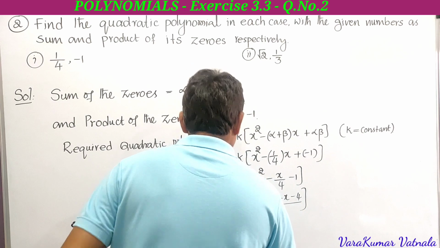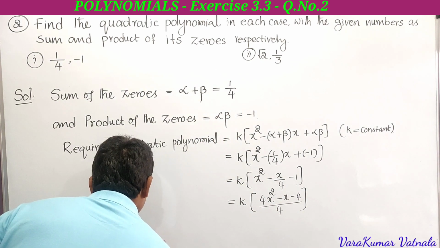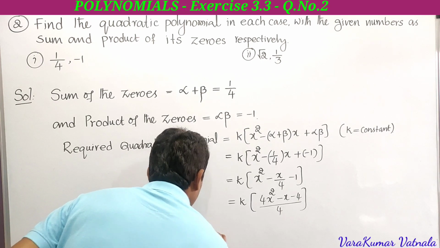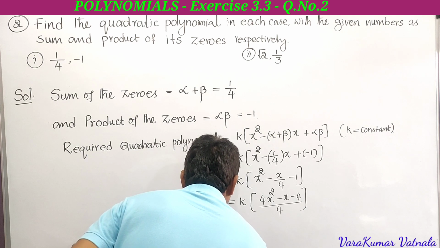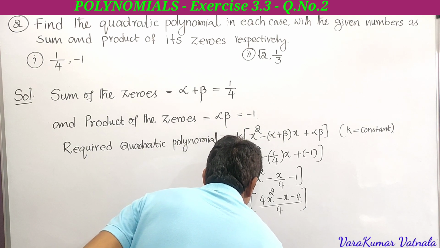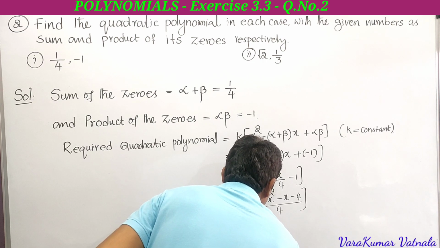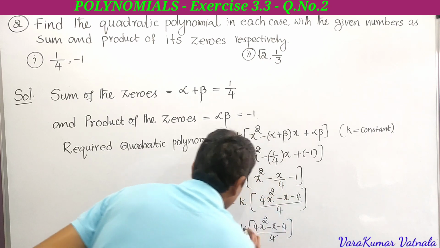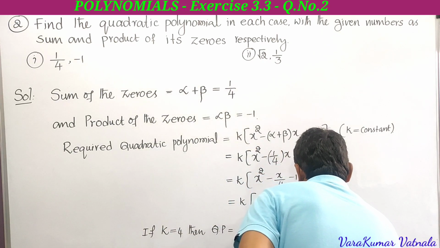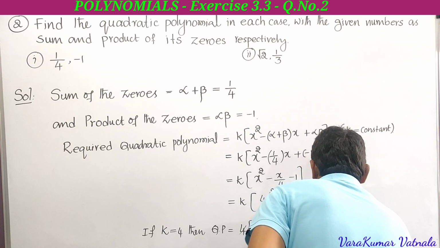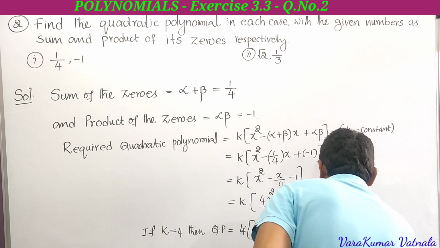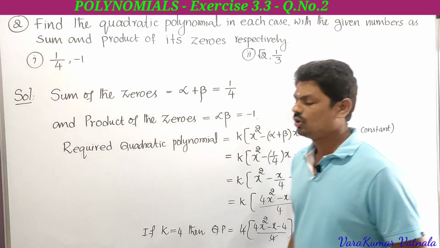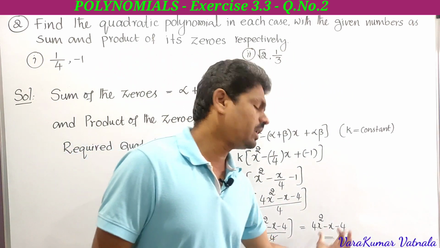See here, if k is equal to 4, then the quadratic polynomial is equal to 4 into 4x square minus x minus 4, divided by 4. So the 4 gets cancelled. Finally we get 4x square minus x minus 4. So this is the required quadratic polynomial, 4x square minus x minus 4, when k is equal to 4.